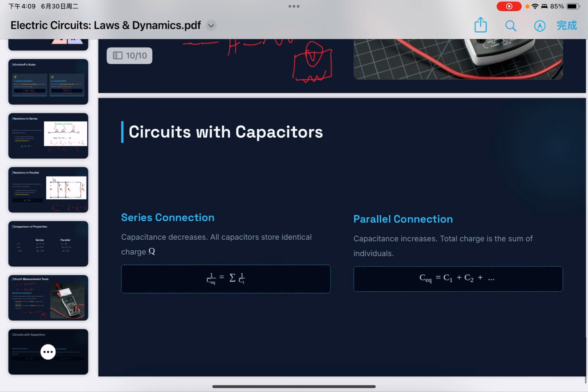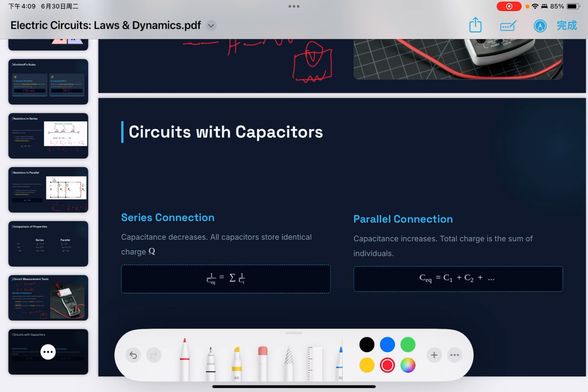The other thing is capacitors, where in series, it is basically like the resistance in a parallel connection, but in a parallel connection, the capacitance is basically like the resistance in a series. So just remember this.